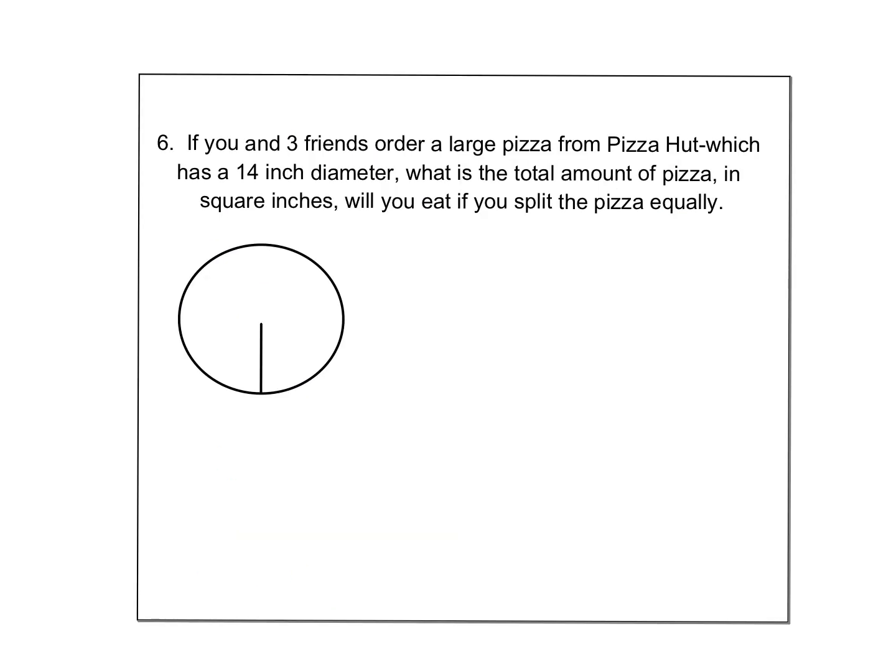Number 6, if you and 3 friends order a large pizza from Pizza Hut, which has a 14-inch diameter, what is the total amount of pizza in square inches you will eat if you split the pizza equally? Okay, a couple of things. 14-inch diameter. If the diameter is 14, what's the radius? 7. So halfway across the pizza is 7.